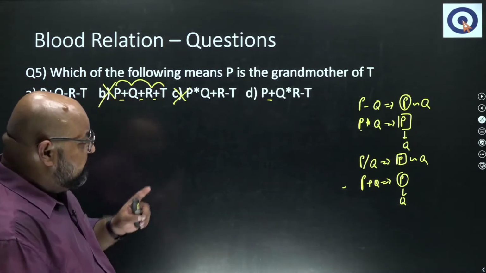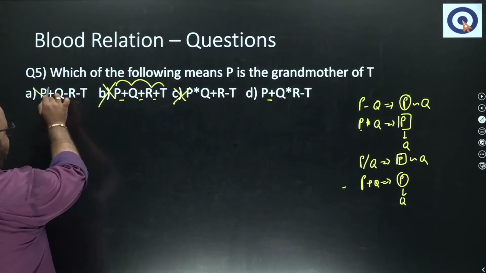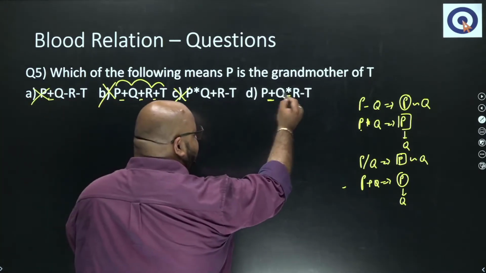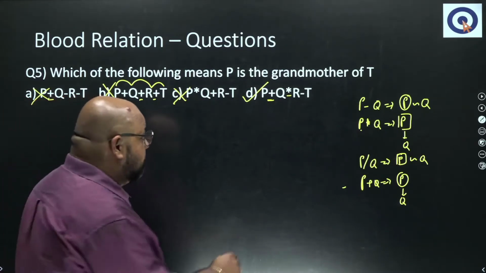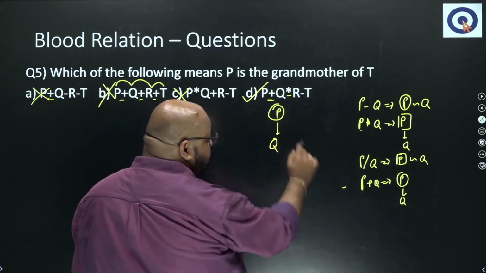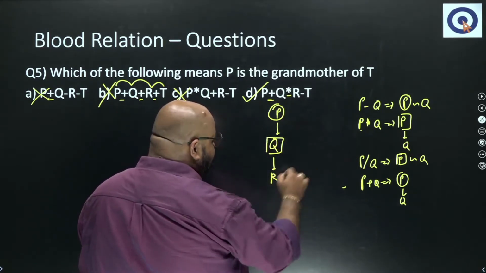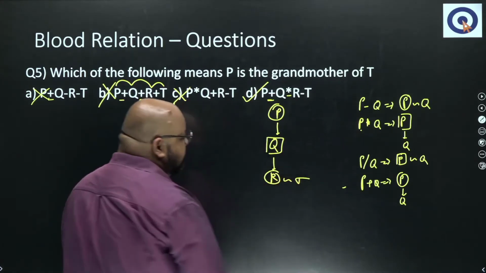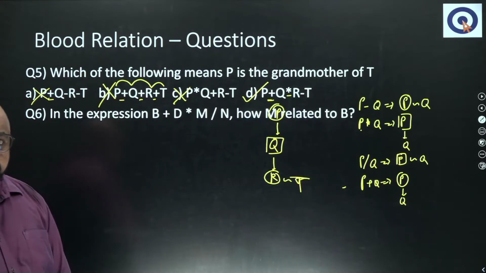I am looking at generation, star and plus. Again, here I have a plus minus minus, cannot be the answer. Plus star, so the only remaining option is this. If I draw the family tree, P plus Q means P is the mother of Q. Q star R means Q is the father of R. R minus T means R is the sister of T. As you can see, P becomes the grandmother of T. Alright.